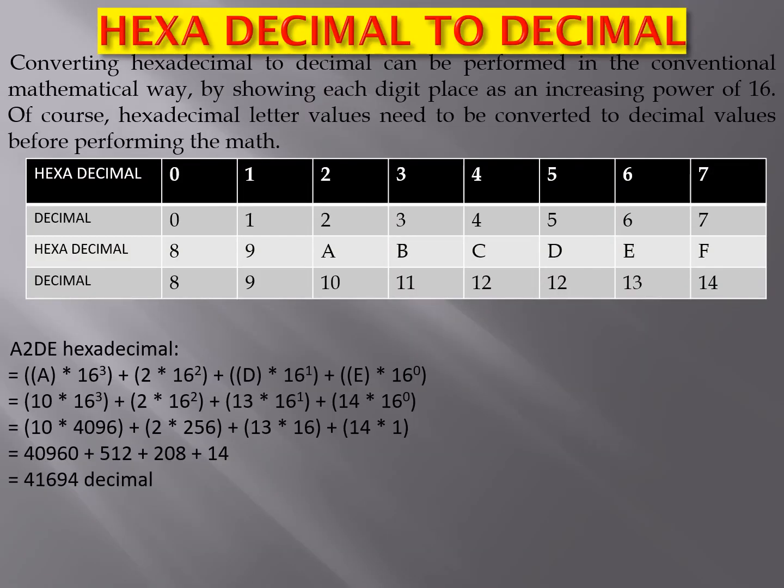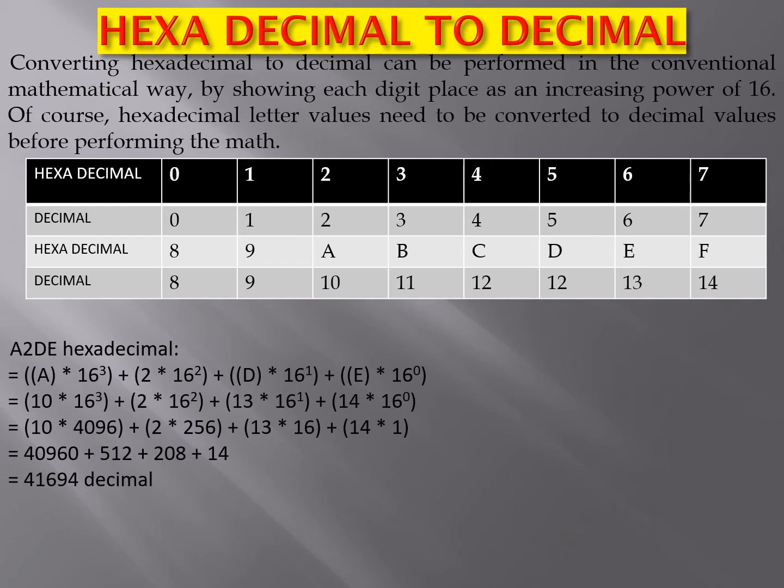Hexadecimal to decimal. Converting hexadecimal to decimal can be performed in the conventional mathematical way by showing each decimal place as an increasing power of 16. Of course, hexadecimal letter values need to be converted into decimal values before performing the maths. Hexadecimal points 0, 1, 2, 3, 4, 5, 6, 7 are decimal points 0, 1, 2, 3, 4, 5, 6, 7. Hexadecimal points 8, 9, A, B, C, D, E, F are decimal points 8, 9, 10, 11, 12, 13, 14, 15.